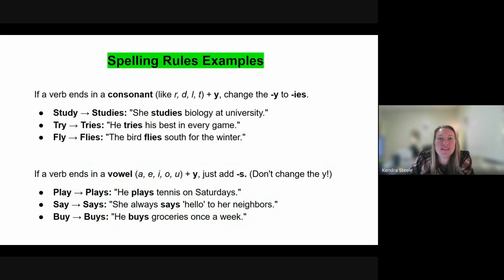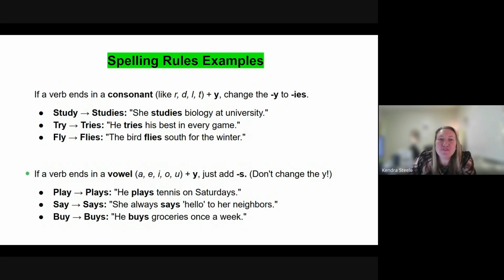If a verb ends in a consonant, so these letters or more, okay, plus Y, you change the Y to IES. So study, D is a consonant, and it ends in Y. Study becomes studies with IES. She studies biology at university. Try becomes tries. He tries his best in every game. Fly becomes flies. The bird flies south for the winter.